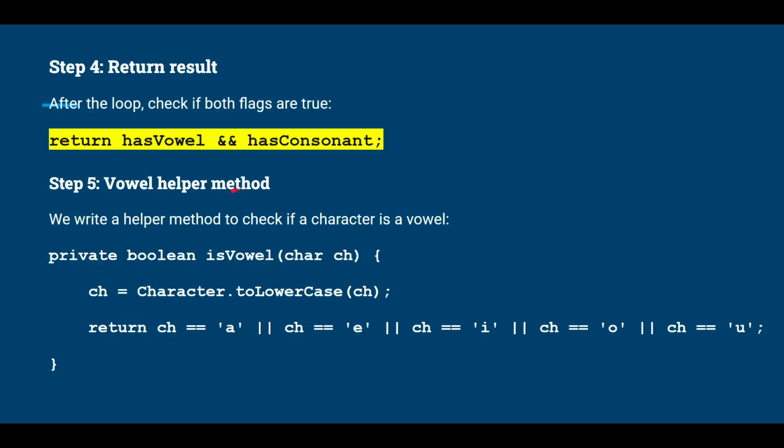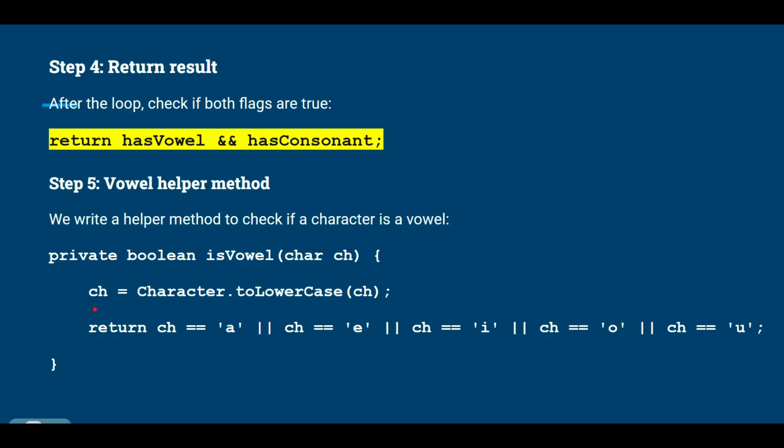There should be a helper method that checks whether the character is a vowel or not. Suppose this is an isVowel method that will return true or false, right? So we'll check isVowel, and we'll pass a character, right?